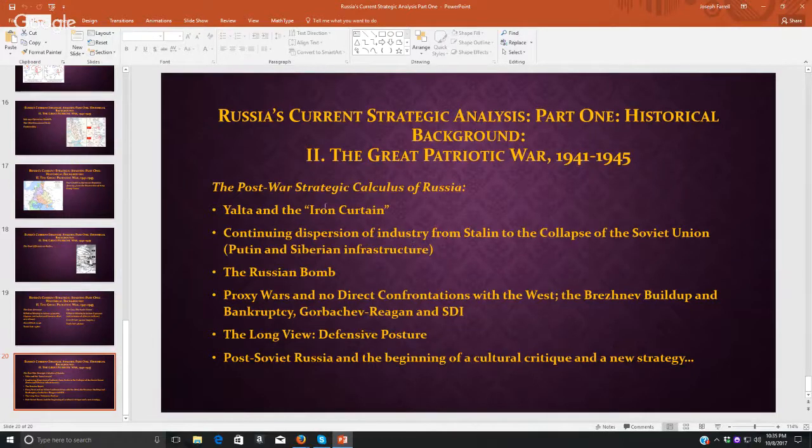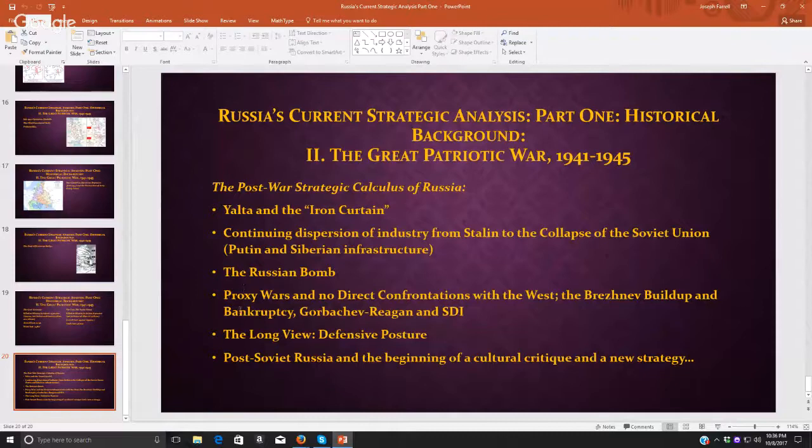The other part of the post-war calculation of Russia was, of course, to acquire the bomb. The first Russian atomic bomb, named Joe, incidentally, after Stalin, was detonated in 1949, and I believe the first Russian hydrogen bomb about 1956 or 7. So they had to acquire the bomb simply for a deterrent capacity, because the industrial potential of the West was so much larger than that of the Soviet Union.